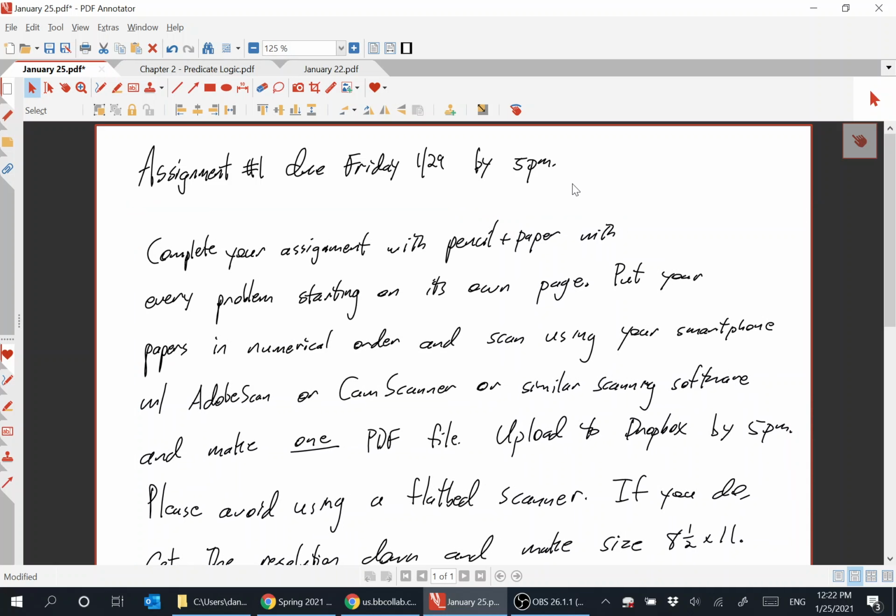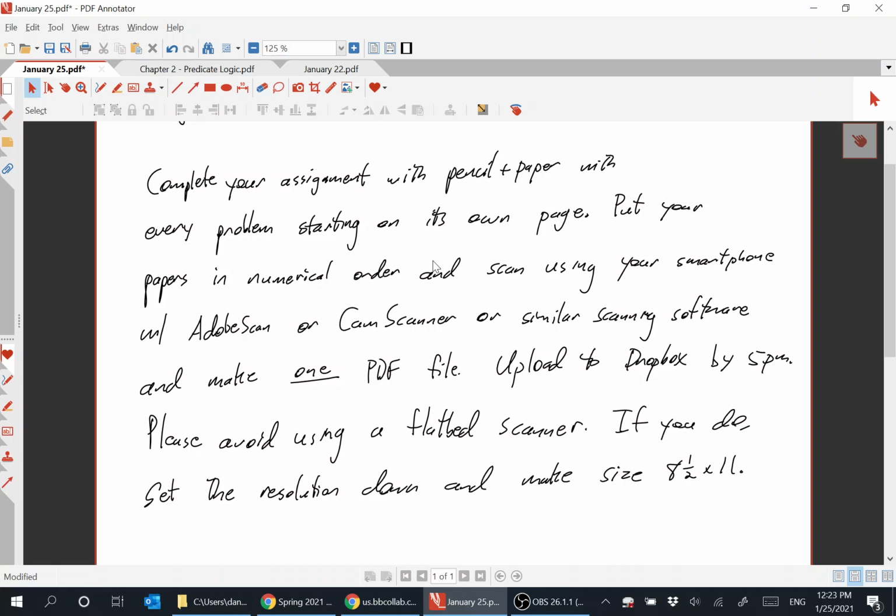Complete your assignment with pencil and paper, with every problem starting on its own page, please. Don't finish a problem and then start another problem on the same page. Make them on separate pages for clarity and ease of grading. Put your papers in numerical order. Scan using your smartphone with Adobe Scan or CamScanner.